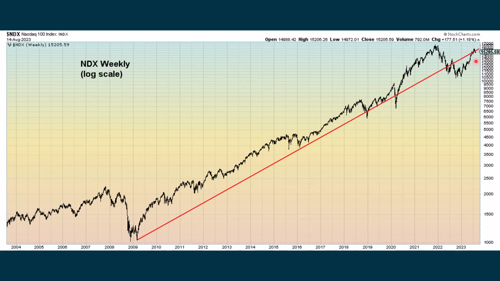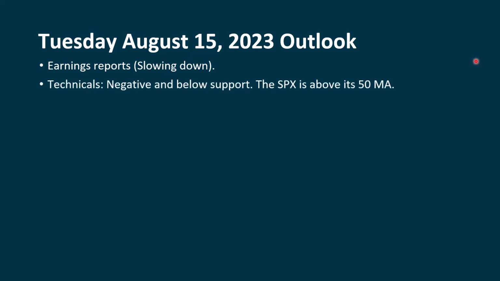We're also below it with the NASDAQ 100 weekly chart. So what's our outlook for Tuesday? We will get earnings reports coming out, but it is going to slow down a bit now since most of the S&P 500 companies have reported. The technicals are negative, and we're below support that we broke last week.